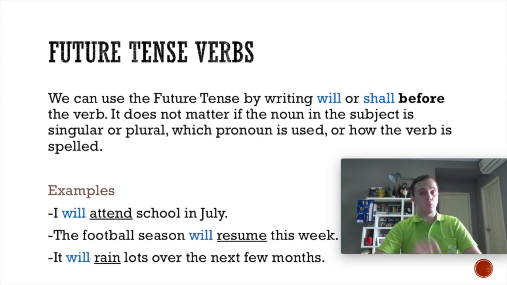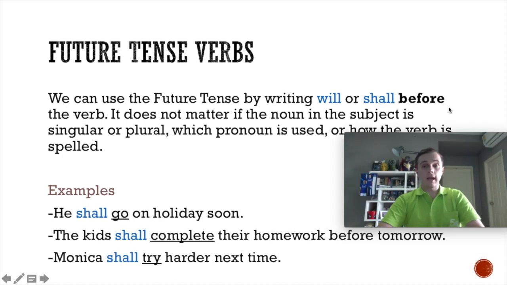You write the word will beforehand, and you know that it's something that will happen later. It will rain lots over the next few months. We have the verb rain, and you put will before rain to know that we're talking about something that will happen in the future. Same rule for shall. You just write it before the verb, and you know that we're talking about the future.